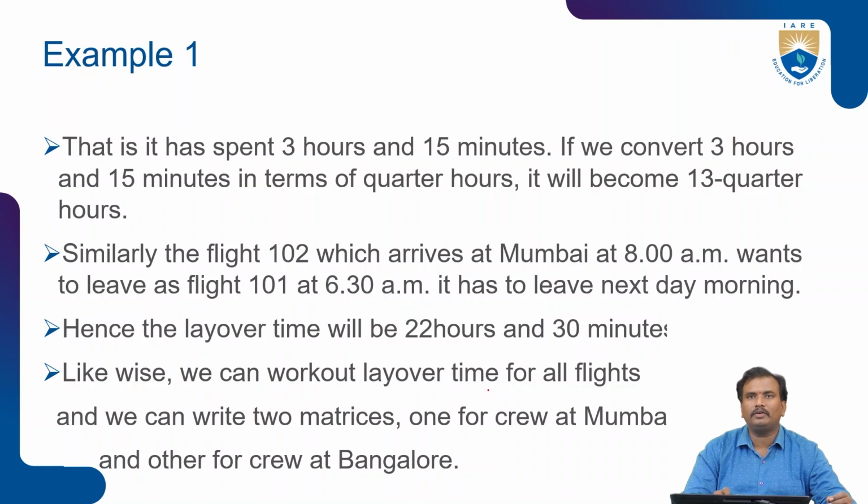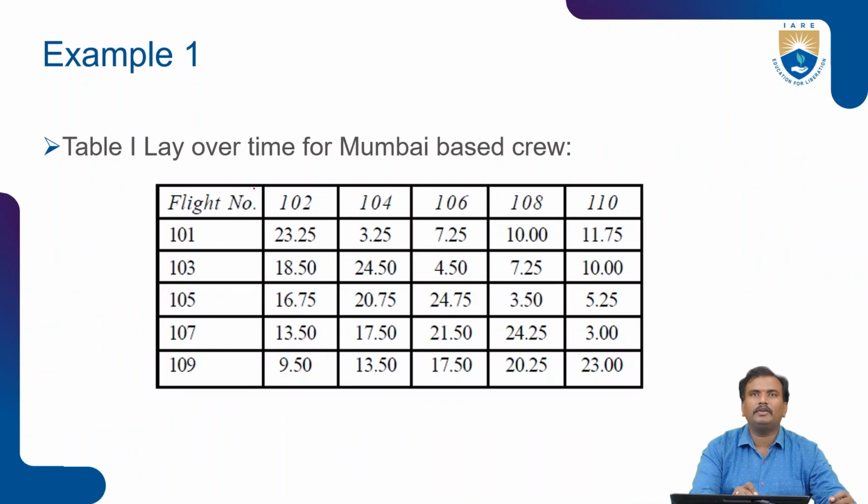Likewise, we can work out layover time for all flights, and we can write two matrices, one for crew at Mumbai, one for crew at Bangalore. And this is the table of layover time for Mumbai based crew. So here flight numbers 101, 103, 105, 107, 109 and 102, 104, 106, 108, 110. These are the timings which we have taken.